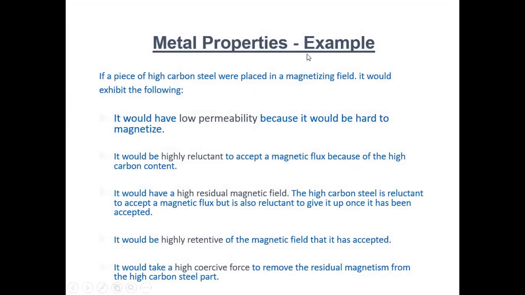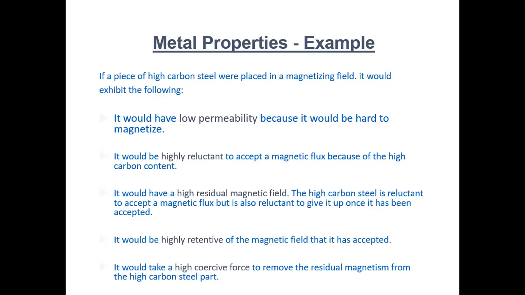Now here is one example of metal properties. A piece of high carbon steel placed in a magnetic field would exhibit the following. It would have low permeability because it would be hard to magnetize, because high carbon steel means low permeability, and low permeability means it is difficult to magnetize. It would be highly reluctant to accept magnetic flux because of high carbon content. If carbon content is high, then it will not easily accept the magnetic field. It would have a high residual magnetic field, because once it is accepted, it will not allow the magnetic field to leave either.